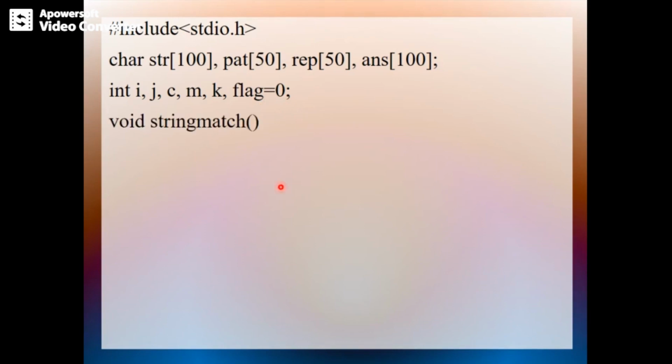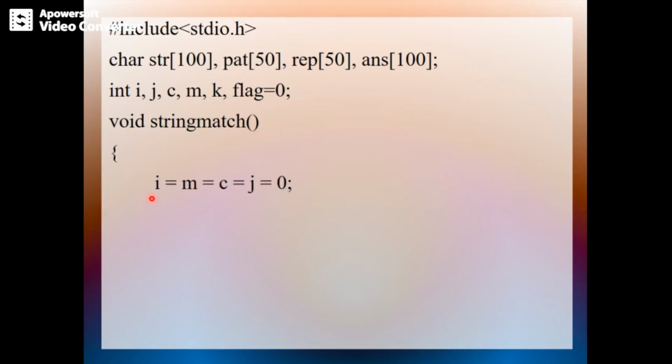I will start the function, that is void stringMatch. Here the stringMatch function is going to do the job of pattern matching within the main string. If a pattern is found in the main string, then the replacement characters will be replaced on those strings. Okay.